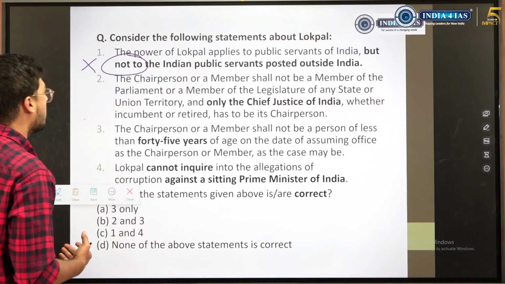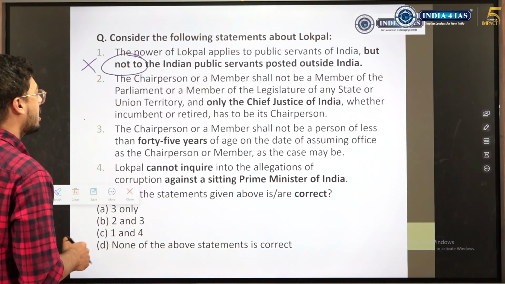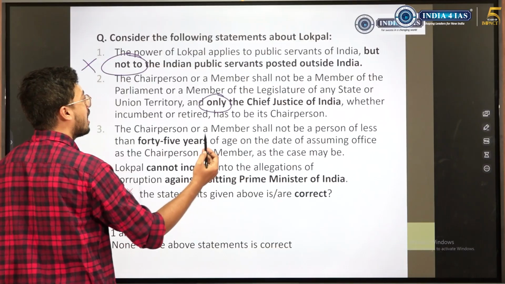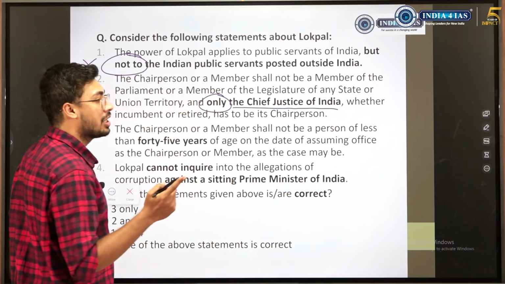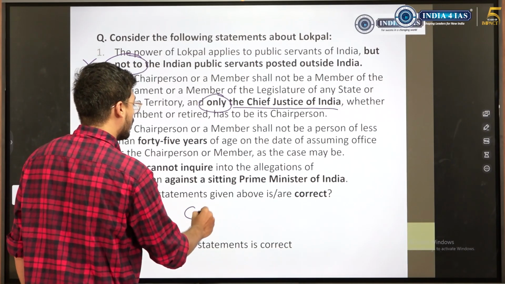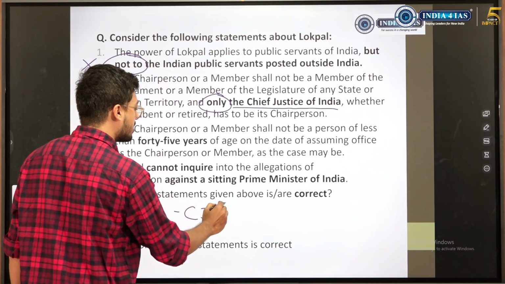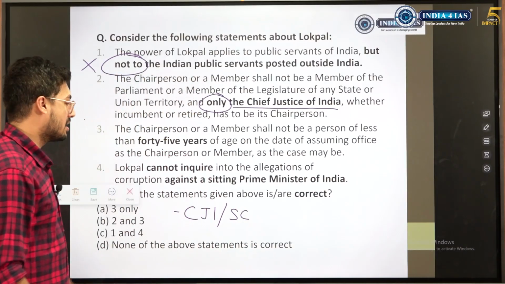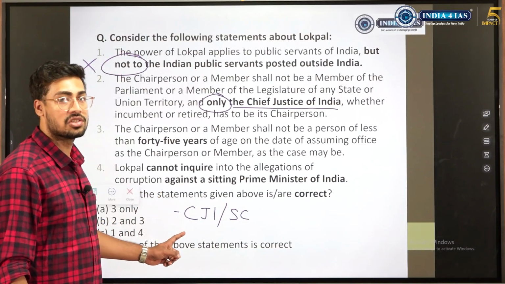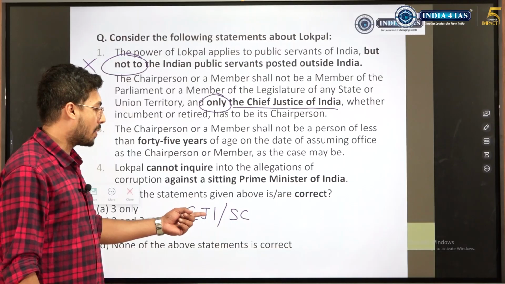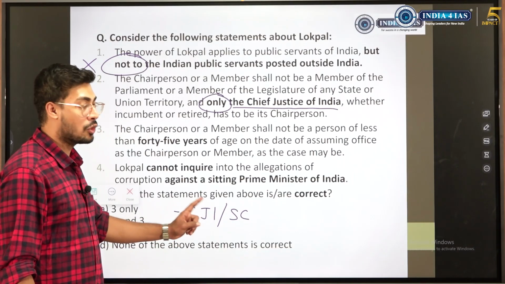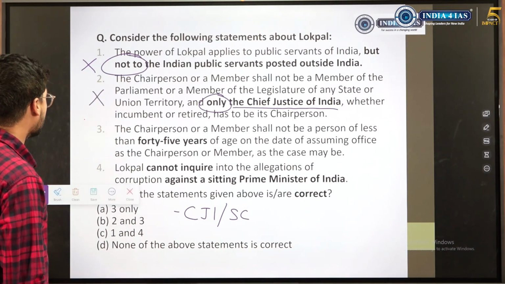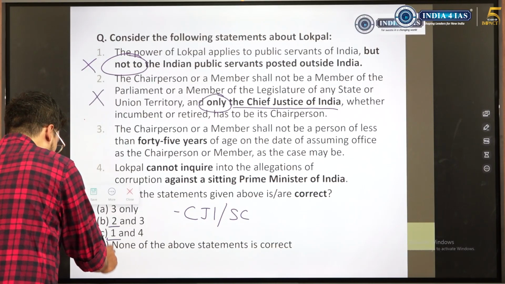Chairperson or member shall not be a member of parliament or member of legislature of a state or union territory, and only the Chief Justice of India has to be its chairman. This too, if you are able to recall, whenever they tell that the chairman could be Chief Justice of India, along with that it tells or he could be a Supreme Court judge. So any body, if the chairman can be Chief Justice of India, it will also tell that it could be a Supreme Court judge. ಸೊ ಓನ್ಲಿ ಚೀಫ್ ಜಸ್ಟಿಸ್ ನ ಆಗಿರಲ್ಲ. ದಿಸ್ ಇಸ್ ಆಲ್ಸೋ ರಾಂಗ್. So 1 is wrong, 2 is wrong, C is wrong, B is wrong.